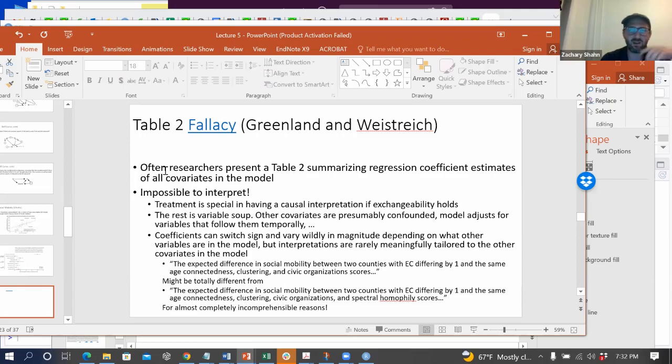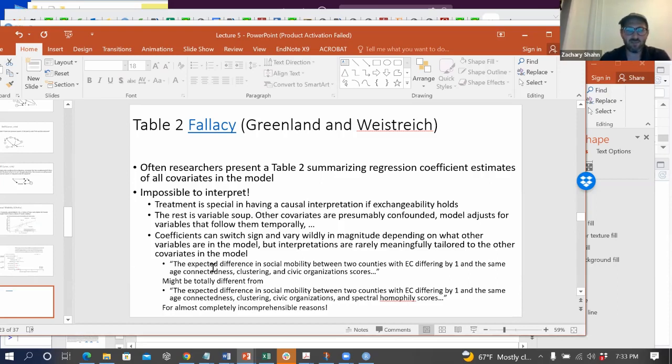There are presumably common causes between them and the outcome, but they might be in any temporal ordering. Some of them might cause others of them, so you're blocking part of their effect, and it's basically impossible to interpret their coefficients in any coherent way. The coefficients can switch sign and change magnitude greatly depending on what other variables you throw into the model. And even though that's the case, if people try to interpret the coefficients, it's rarely in a way that's tailored to what other covariates are in the model.